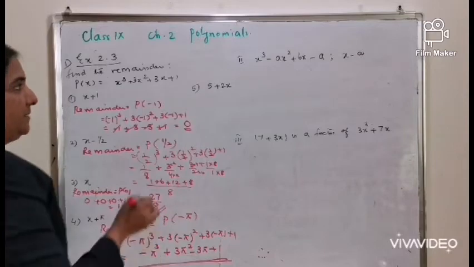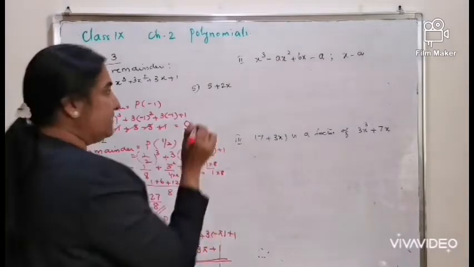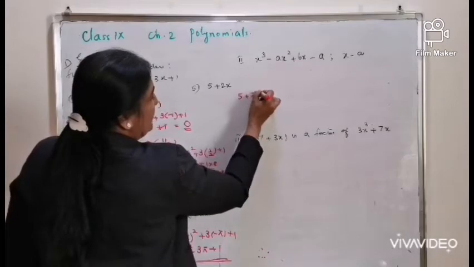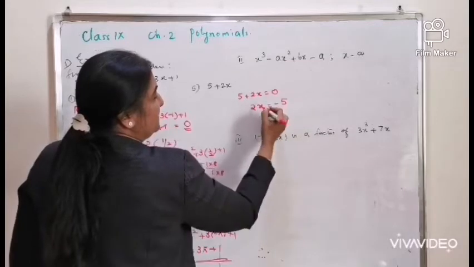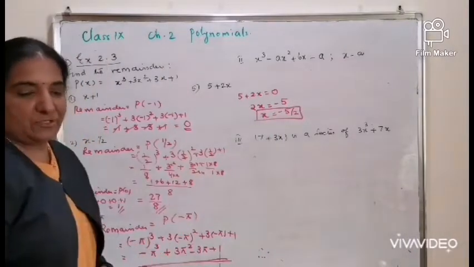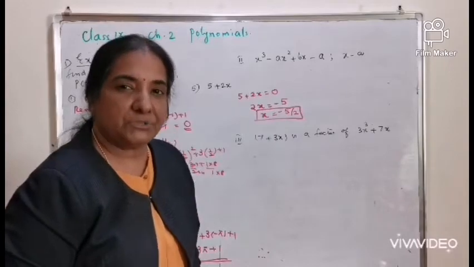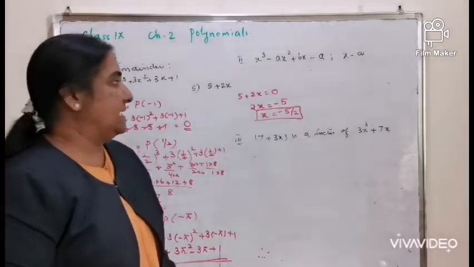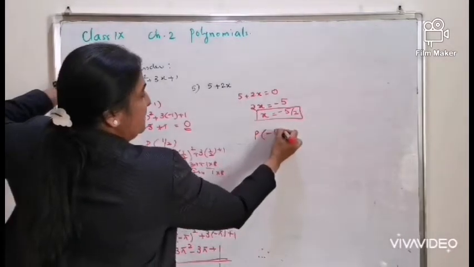And the fifth one, 5 plus 2x is the polynomial which has to be divided. Find out the value of x as 5 plus 2x is equal to 0, or 2x is equal to minus 5, x is equal to minus 5 by 2. That means you have to substitute the value of x as minus 5 by 2, p of minus 5 by 2.